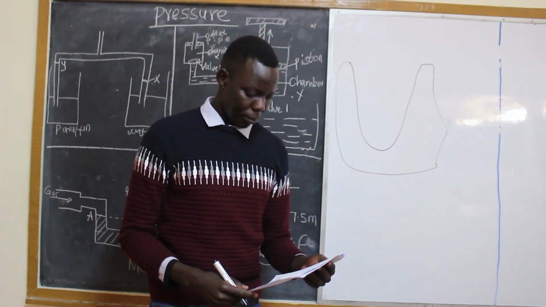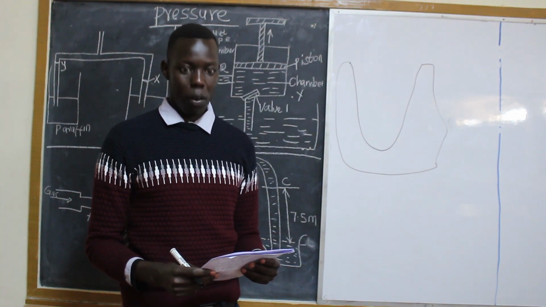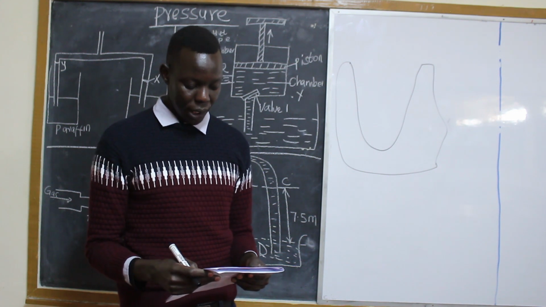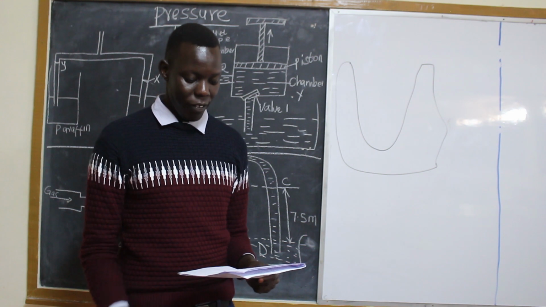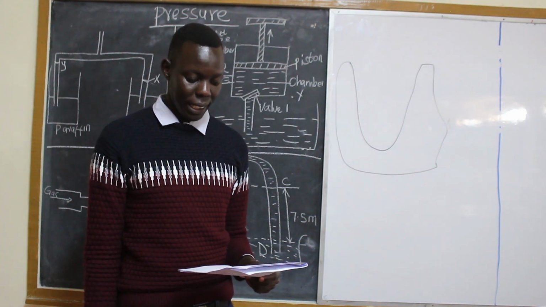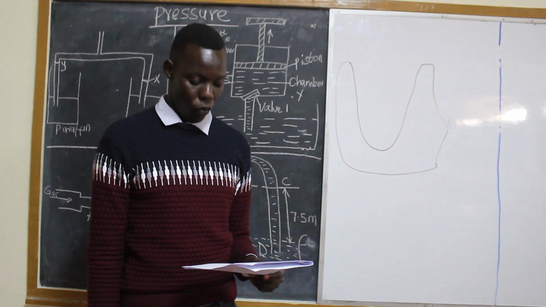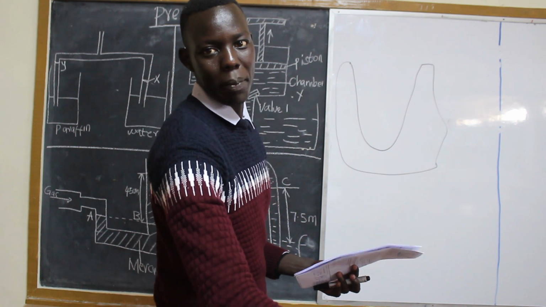The diagram below shows a setup used by a student to show variation of pressure in a liquid. Use it to answer the questions that follow. State and explain the effect on the height h when the funnel is moved downwards towards the bottom of the liquid. It's a very simple thing.